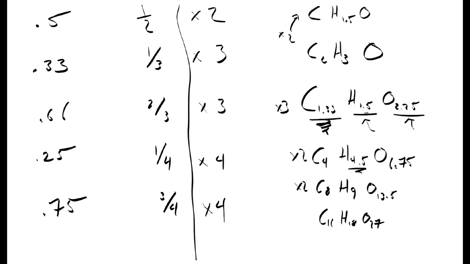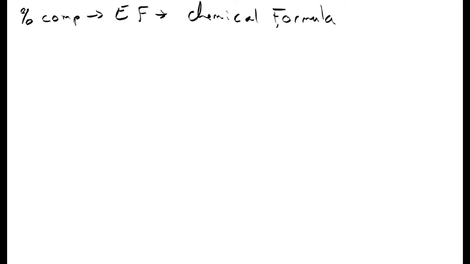It probably could, actually. Anyway, the point is, when you see a fraction, get rid of it by multiplying by the denominator of the fraction. And let's go ahead and move on to going from, let's see, we already covered percent composition, getting to empirical formula. Now let's get from there to the chemical formula. This is actually the easiest step.